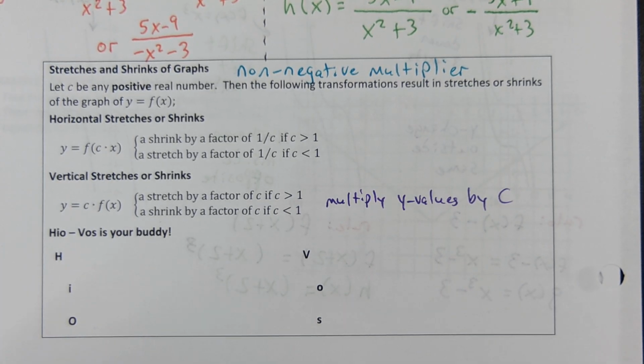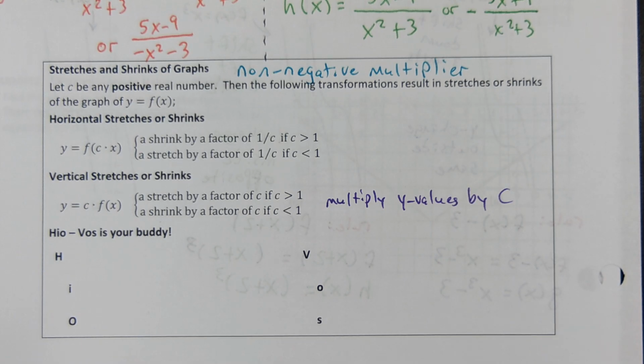Not if it's negative. The negative is its own job. You see a -2 on the front? That's a reflection over the x-axis and a vertical stretch, factor 2. You would have to say both. Well, the good news is all you would have to do to the y value is multiply all the y's by -2. So that job is easier, but the description requires 2 things.